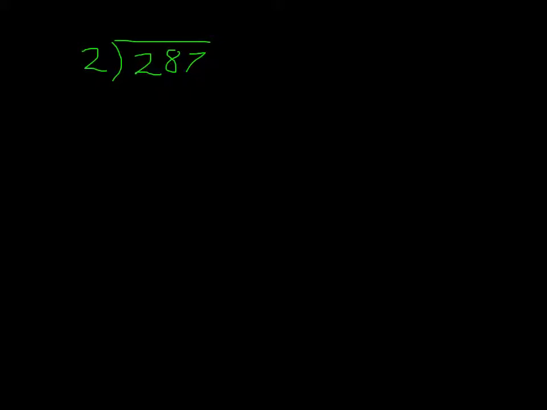So 2 times 1 is 2. I can then subtract that. That gives me 0. We then bring down our 8. So now we have 8. 2 goes into 8. Once again, you have to know your facts here. 2 times 4 is 8. So I'm going to put a 4 up here. 4 times 2 is 8, which then allows me to subtract again. And 8 subtract 8 is 0.